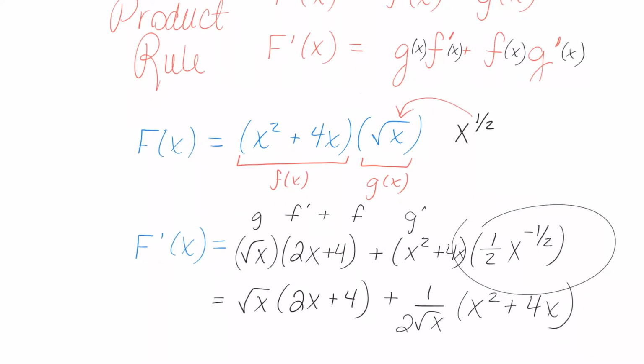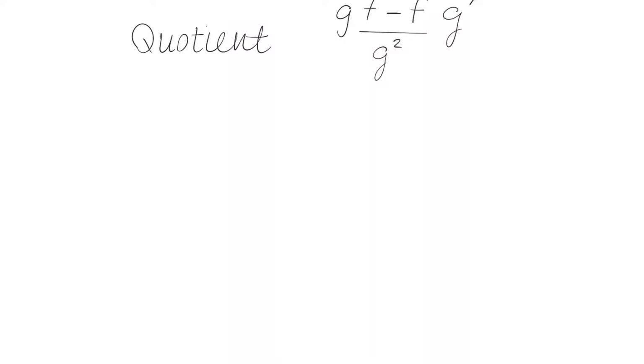Okay, quotient rule. Let's try quotient. So quotient, we said, is the same deal. It is g, f prime, minus f, g prime. Take the derivative of the last two, subtract, divided by g squared.